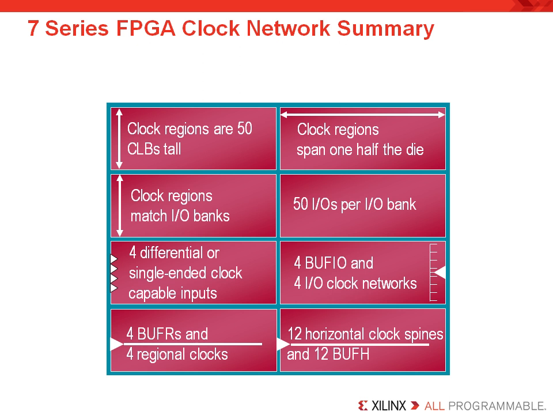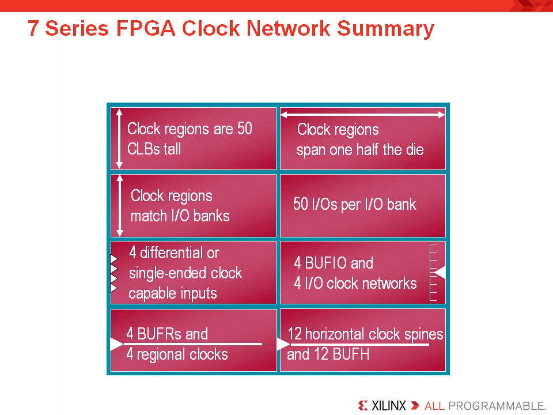Now, this slide acts as a review for the entire module. Each clock region is 50 CLB rows tall. Each clock region has its corresponding I/O bank, and the I/O banks align perfectly with the clock region. So there are no I/O banks that cross multiple clock regions. There are 4 differential or single-ended clock-capable input pins per clock region. There are 4 regional clocks per clock region. The clock regions span nearly 1/2 of the die horizontally.